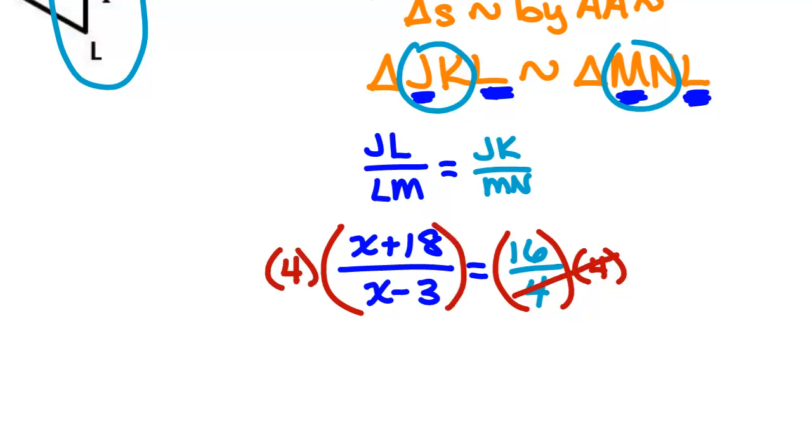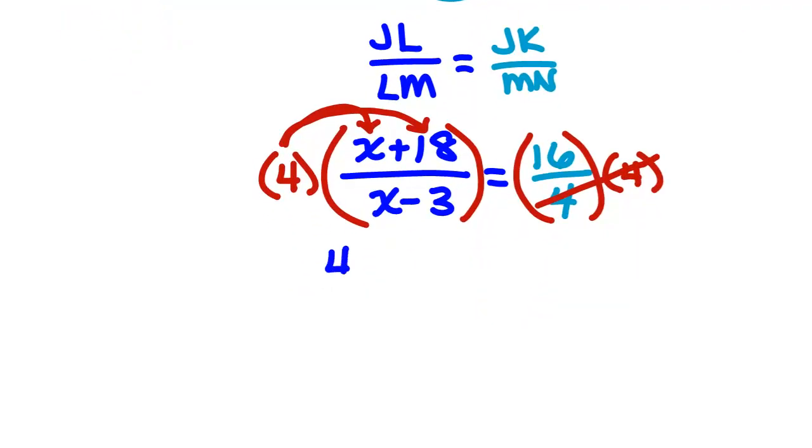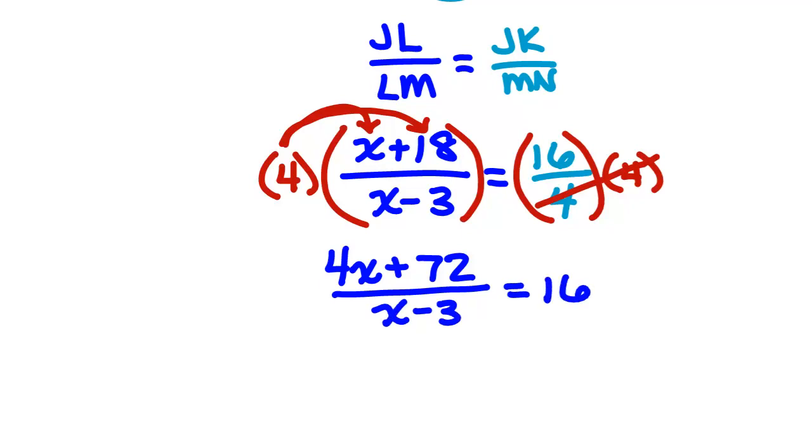That's going to cancel my denominator on the right, and that 4 will only distribute to the numerator. So I would have 4x plus, what is 4 times 18? 72. So (4x + 72)/(x - 3) equals 16. And now we have to get rid of that other denominator. So now I have to multiply both sides by what? By x minus 3.